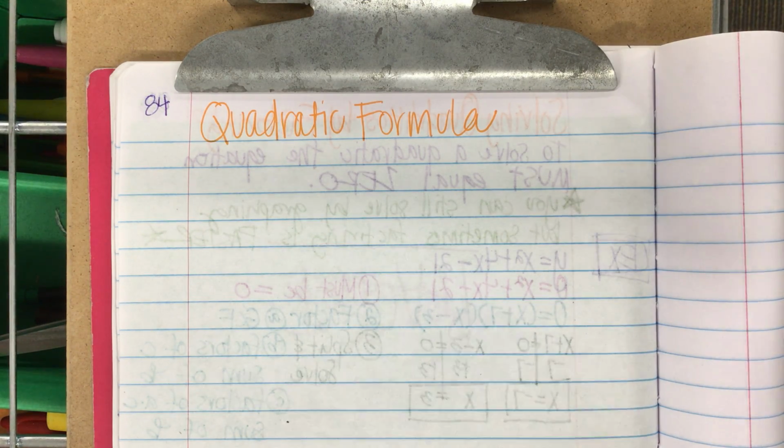Factoring, which we reviewed yesterday, is great. But the downfall of factoring is it doesn't always work. I mean, yesterday the factoring problems were really fast, weren't they? Factors of C that have a sum of B, and then it's mental math. However, if you do not have factors of C that have a sum of B, you can't factor.